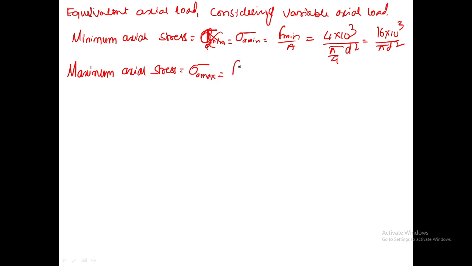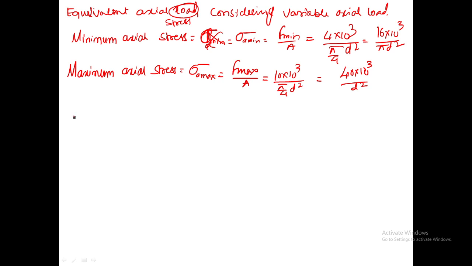Okay. So this is what F max divided by area. F max is 10 into 10 to the power of 3 divided by pi by 4 d square. So we will get 40 into 10 to the power of 3 divided by pi d square. Okay. Now let us calculate the equivalent stress here. Equivalent stress, not equivalent load. Equivalent axial stress.